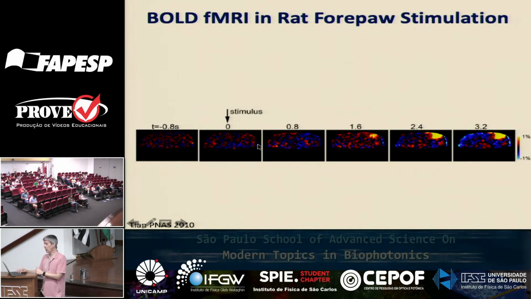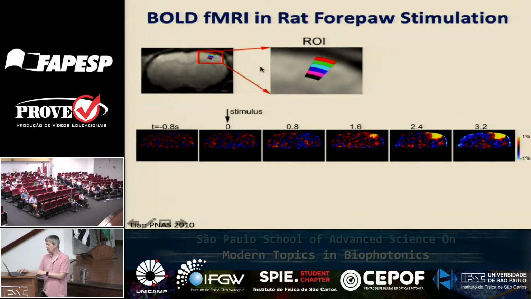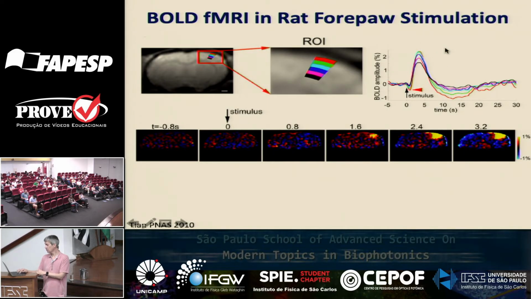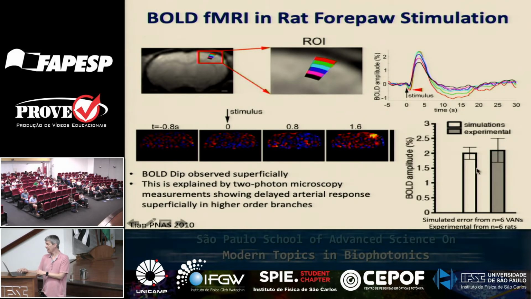Anna DeVore then went and made measurements using the same experimental conditions, made fMRI measurements in the rat during forepulse stimulation. This stimulus is presented here. A few seconds later, you see the change in the BOLD signal. She could analyze the BOLD signal at different depths. And there we have our BOLD signal change, and we compare that with the simulation and got good agreement.